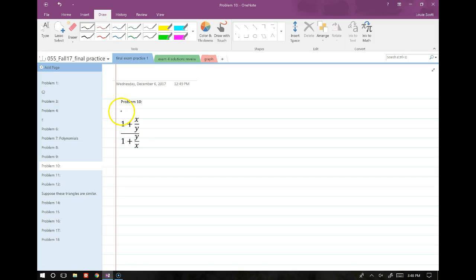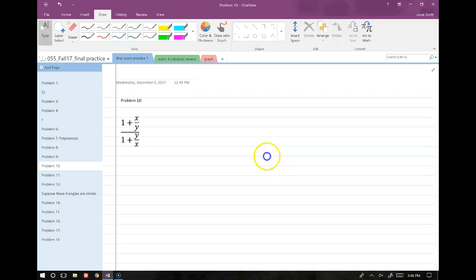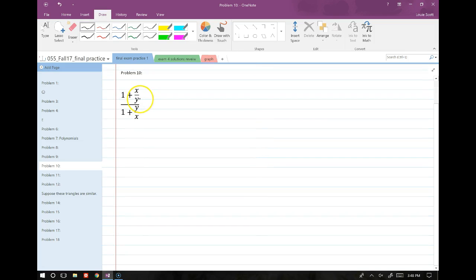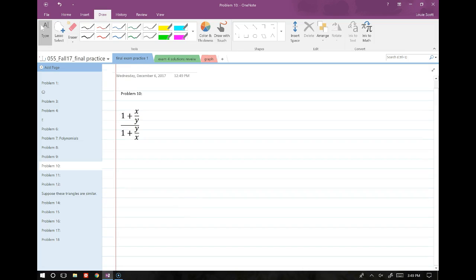Okay, so for these guys, remember there are 2 solution types. There's one where you take a single LCD and multiply top and bottom by it, and there's another where you calculate the numerator and the denominator separately and then simplify afterwards. I have a preference for the main denominator method, so I'll do that one first.